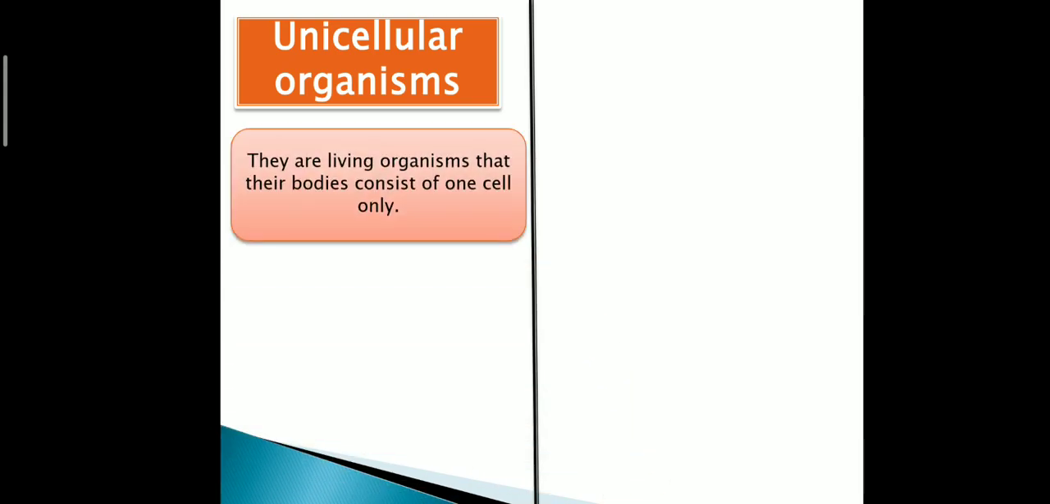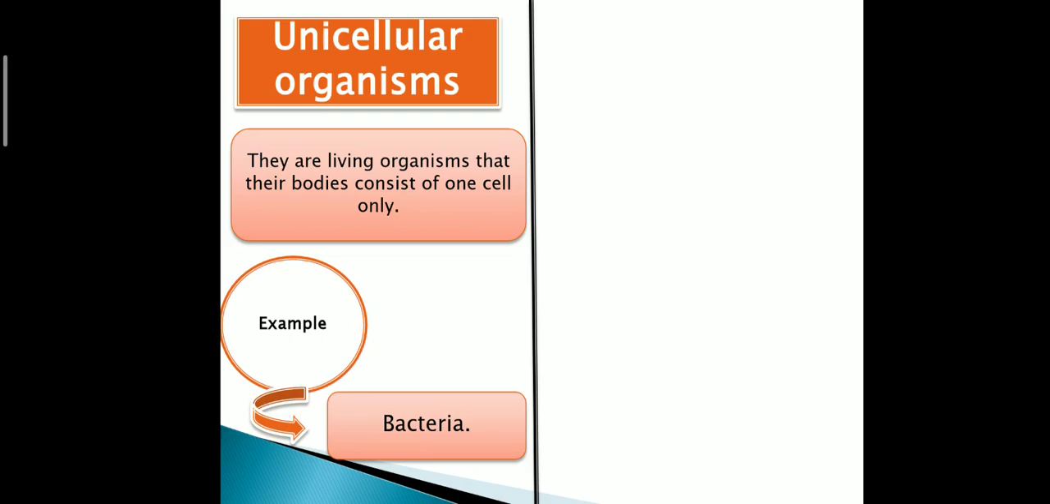What's the difference between unicellular and multicellular organisms? Unicellular organisms are living organisms whose bodies consist of one cell only. Like what? Like bacteria.